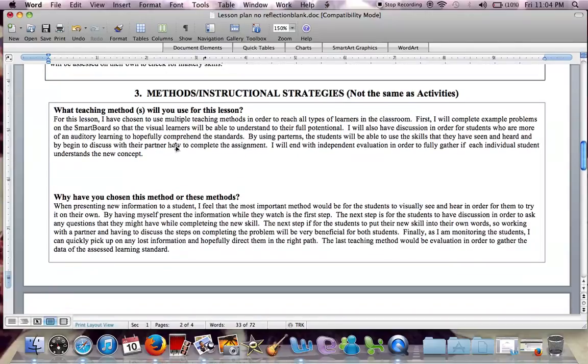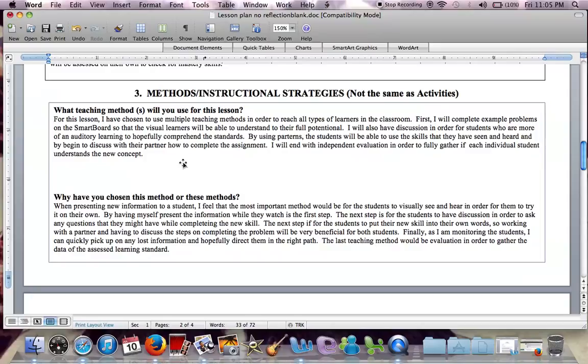Section 3, Methods, Instructional Strategies. For this lesson, I've chosen to use multiple teaching methods in order to reach all types of learners in the classroom. First, I will complete example problems on the smartboard so that the visual learners will be able to understand to their full potential. I will also have discussion in order for students who are more of an auditory learner to hopefully comprehend the standard.